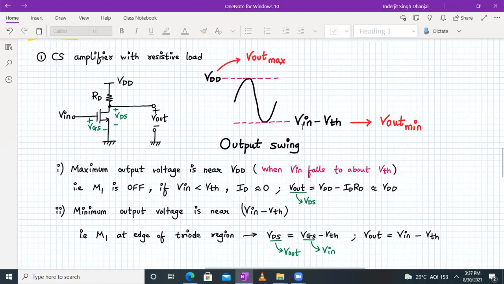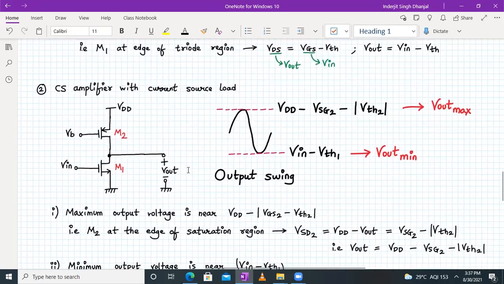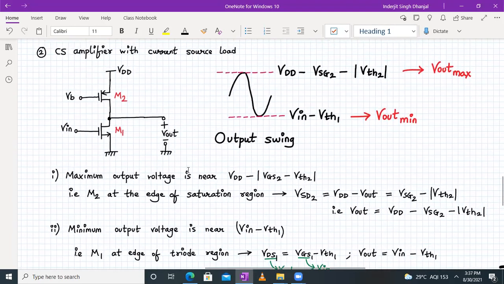Remember, we have written over here V in, but actually it means VGS only, VGS minus VTH. So instead of writing V in, we could have written over here VGS minus VTH, or VGS1 if the transistor is called M1. Similarly over here, we have found out the output swing, that is V out max and V out minimum value for this circuit. And what is this circuit? Common source amplifier with a current source load. So here also we could have written VGS1 minus VTH, but nevertheless it's one and the same thing, V in or VGS1.